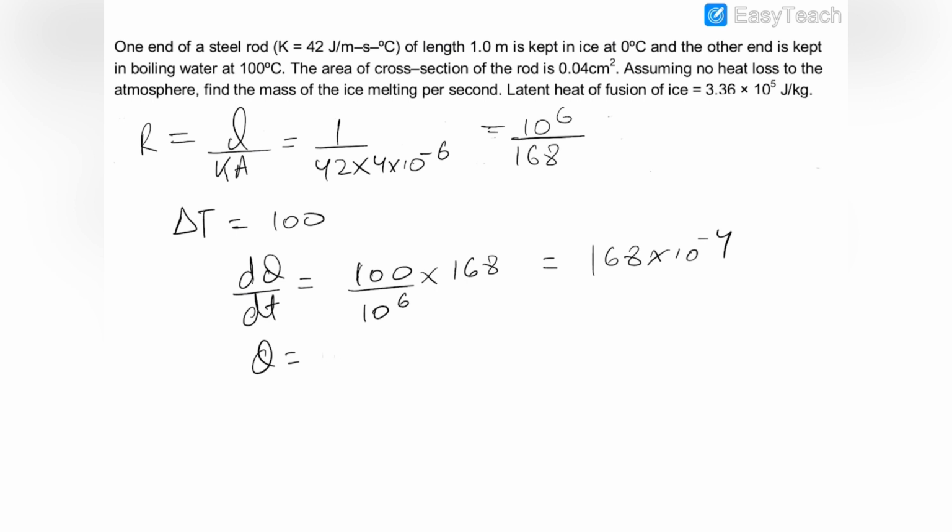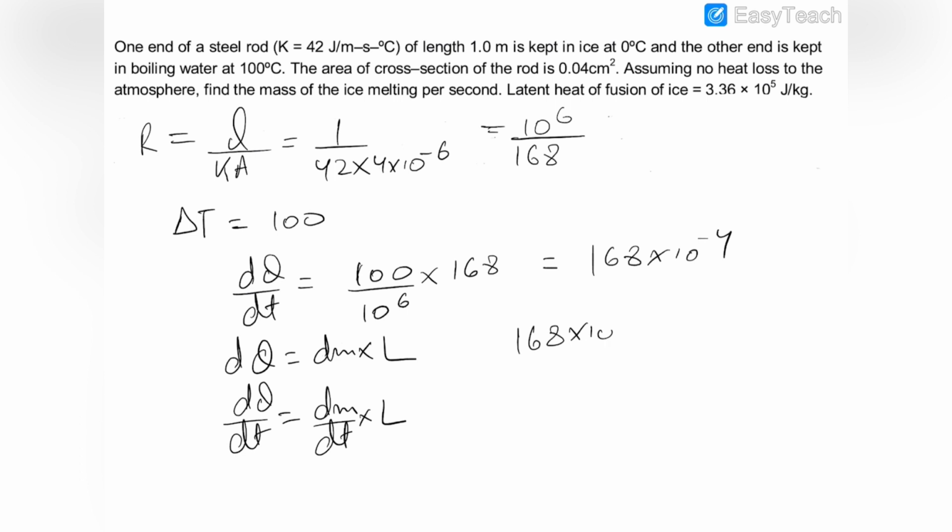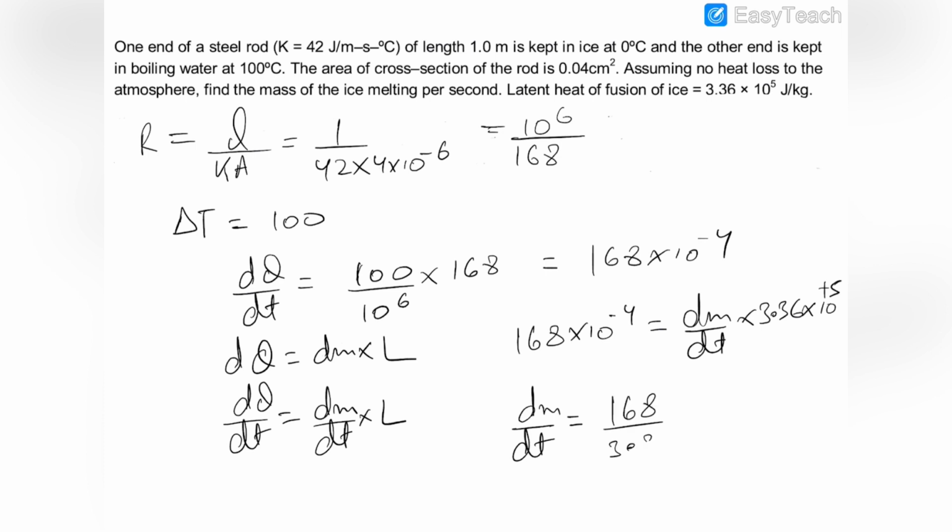In fact, we can write down dq as dm into L. So dq by dt will be equal to dm by dt into L. So 168 into 10 raised to power minus 4 is equal to dm by dt into 3.36 into 10 raised to power plus 5. So dm by dt will be equal to 168 divided by 3.36 into 10 raised to power minus 9.